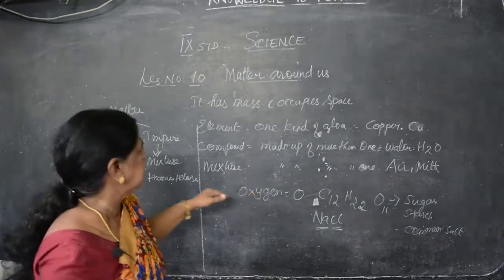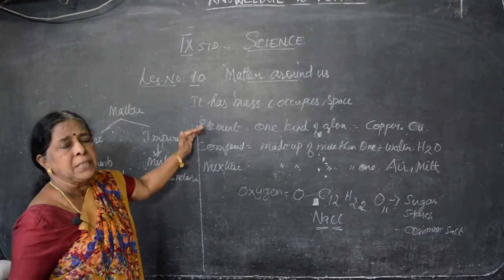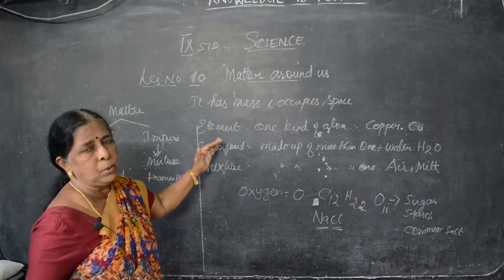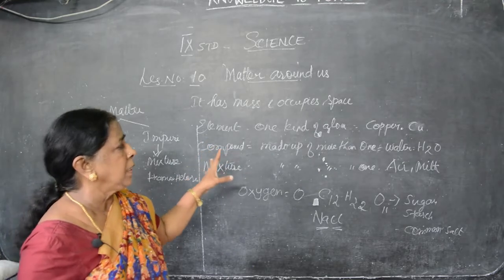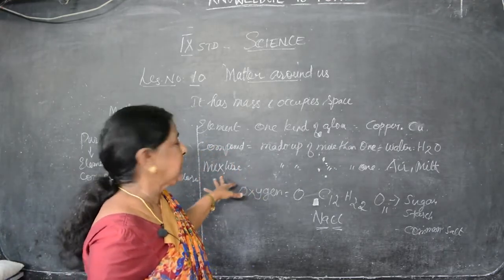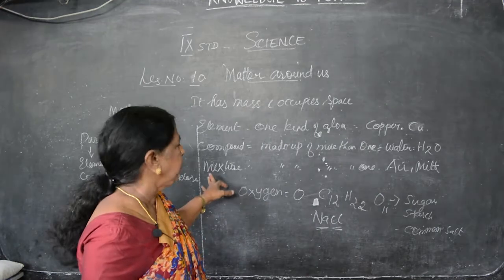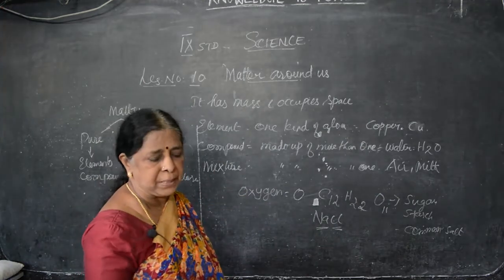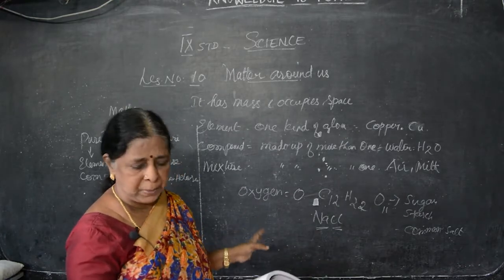It is an impure substance, whereas element and compound are pure substances. So they can be separated without any changes in the properties. But mixture is not like that. That is an impure substance, and that too can be separated by different methods. So mixture is an impure substance.